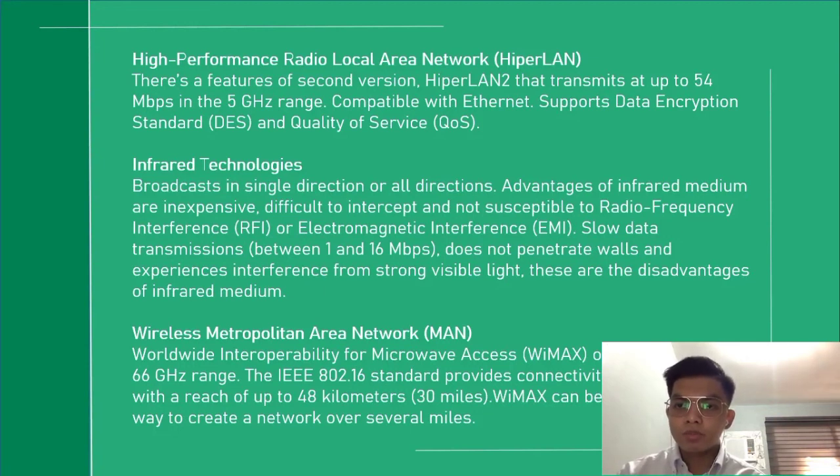Slow data transmissions between 1 and 16 Mbps, does not penetrate walls, and experiences interference from strong visible light. These are the disadvantages of the infrared medium.